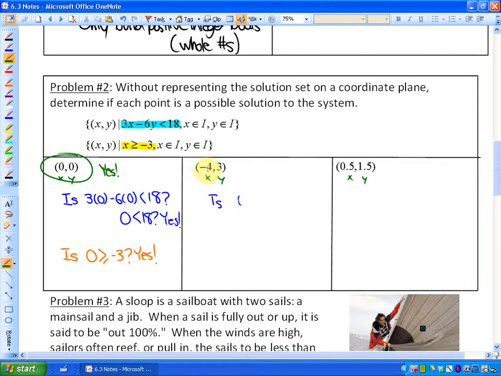Next would be, is negative 4, 3 a solution? So you're asking yourself for the first inequality, is 3 times x, 3 times negative 4, minus 6 times y, 6 times 3, less than 18. If we evaluate that, we'll get, is negative 12 minus 18 less than 18? Or is negative 30 less than 18? The answer to that would be yes.